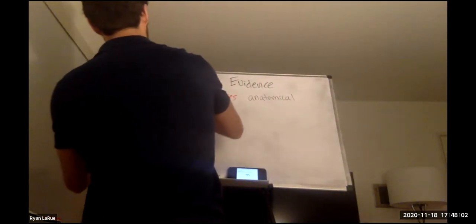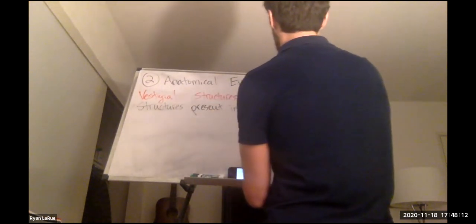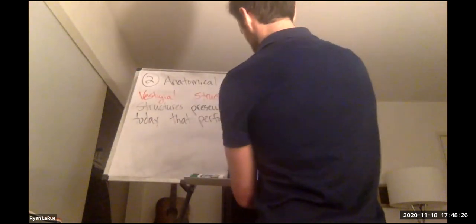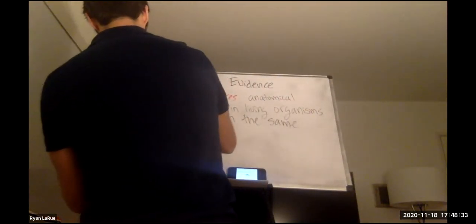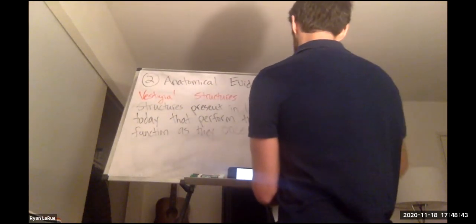Vestigial structures. These are anatomical structures that are present in living organisms today that don't perform the same function as they once did in their shared ancestors.